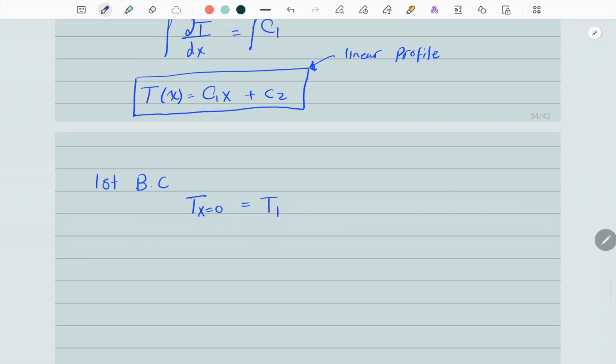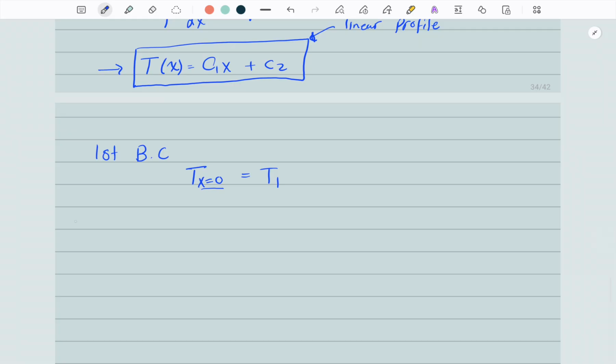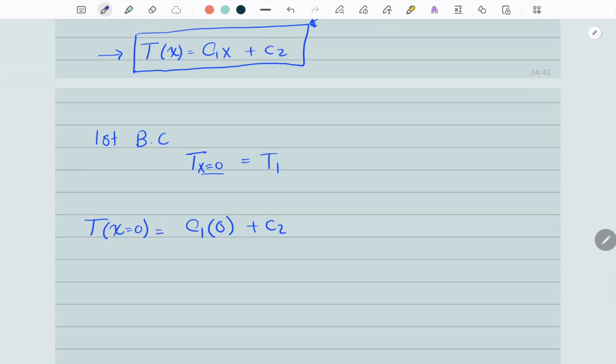So we can substitute x equals 0 into our temperature distribution. So temperature at x equals 0 equals C1 times 0 plus C2. We'll change this to T1 because temperature at x equals 0 equals T1. Therefore, T1 equals C2.